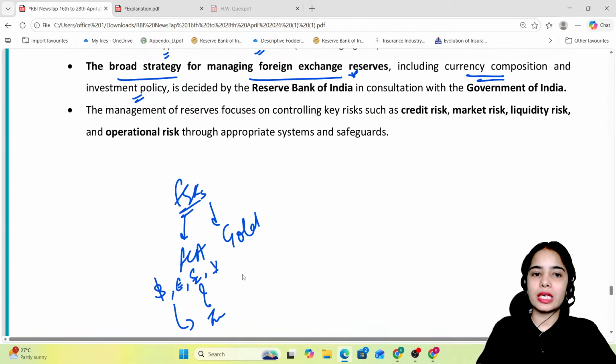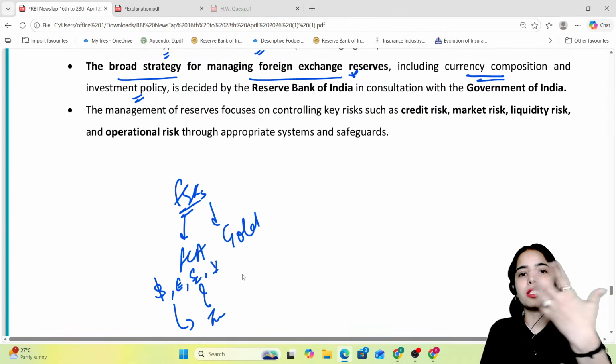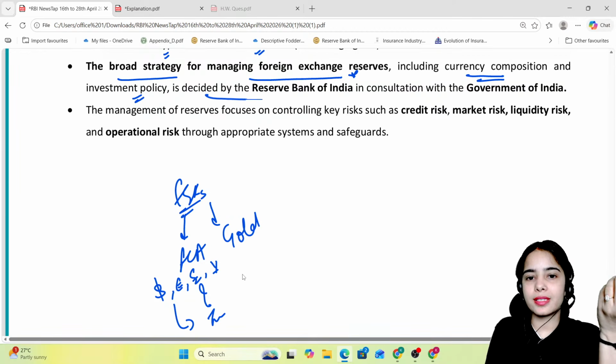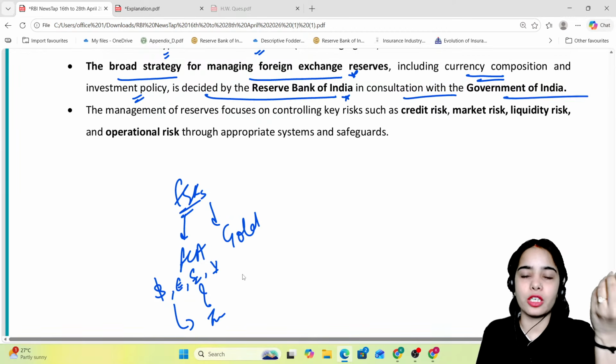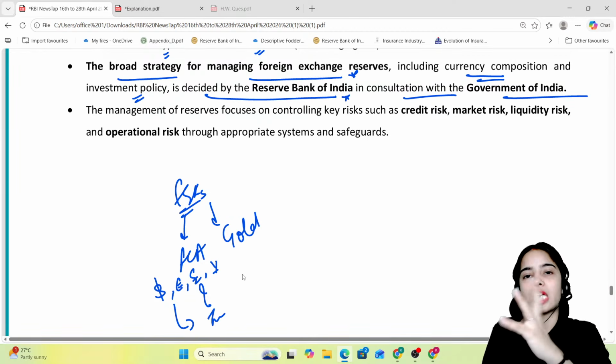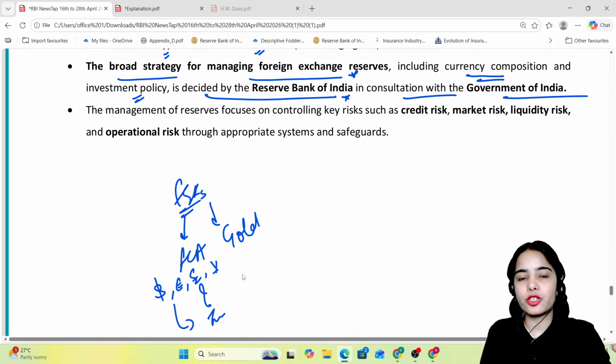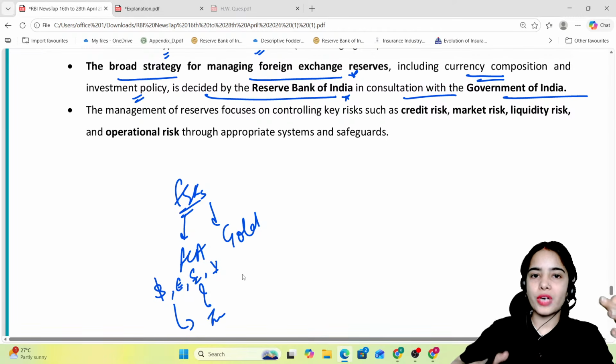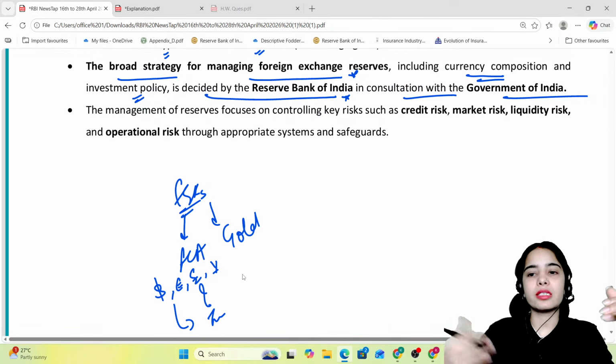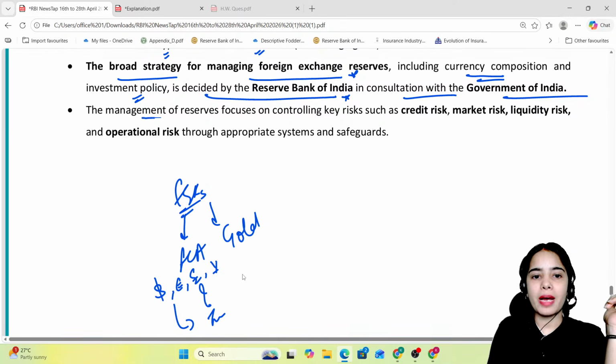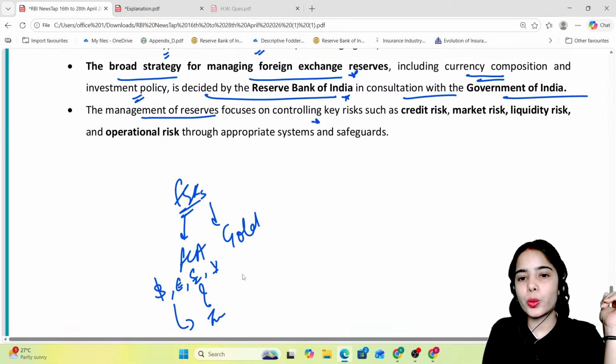all of this is laid down as per the broad strategy that is decided by the RBI in consultation with the government of India. Where to invest, how much to buy, which currency to buy, and such. So the broad strategy is laid down by the RBI in consultation with the government of India. The management of reserves focuses on controlling key risk.